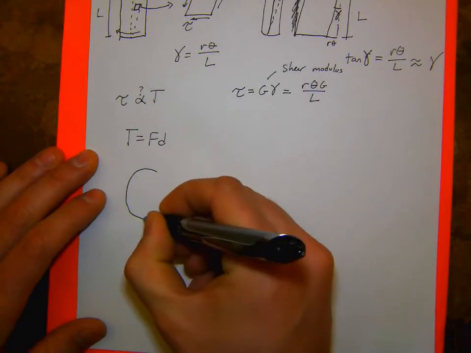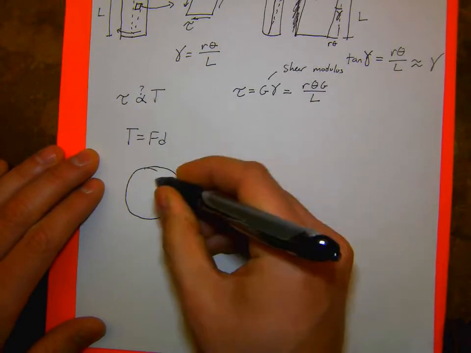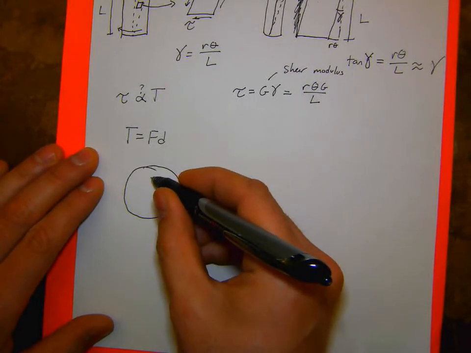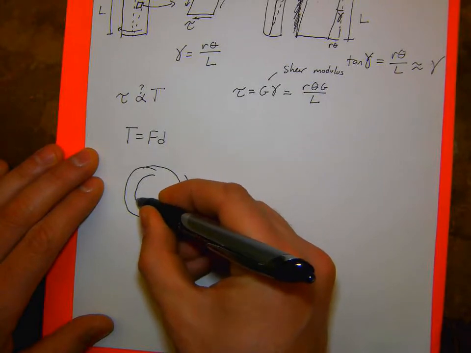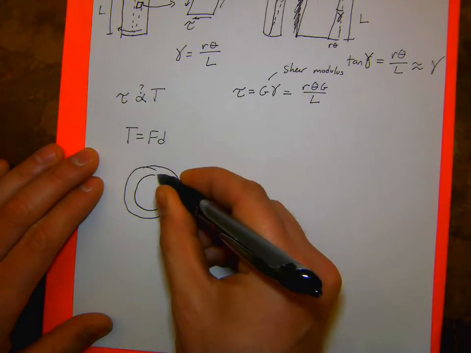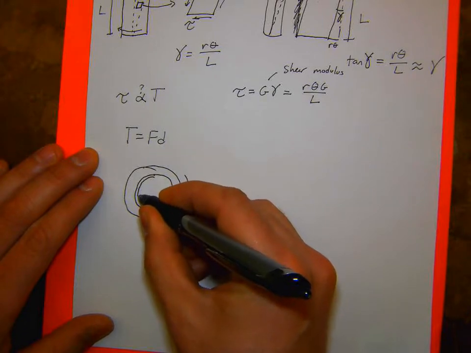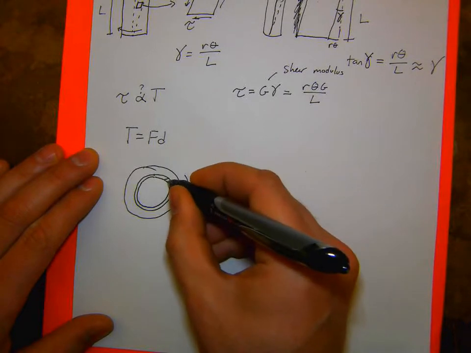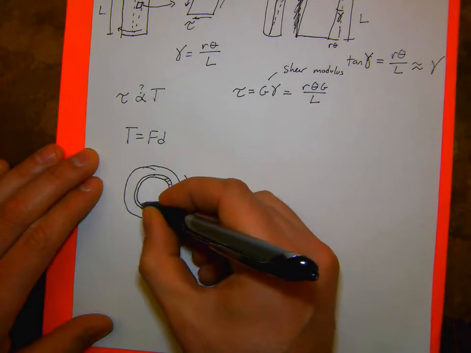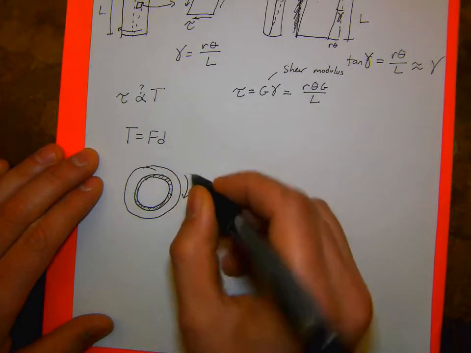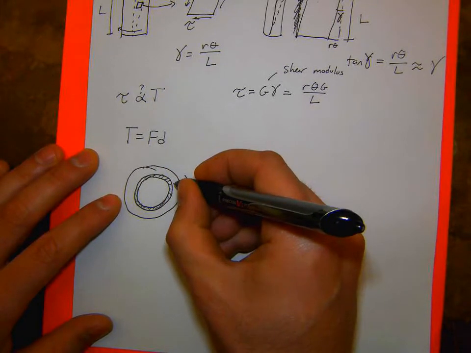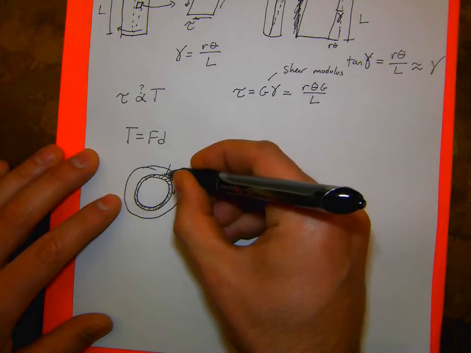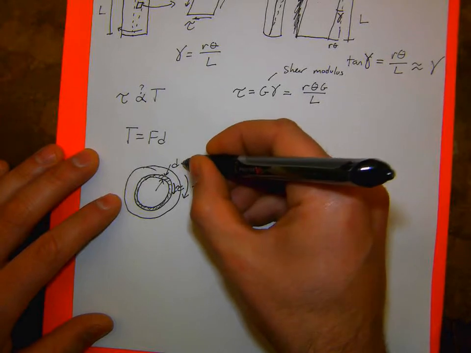Looking now at the top of my sample, I'm applying some torque T around the outside, and I'm going to draw inside. I'm going to use this handy engineering trick, which is breaking things into parts and taking an integral, which I'm sure you've seen many times before. I'm going to look at a little ring in the center of the rod, and I know that along that I have some shear stress acting. This ring has some width dr, and it's at some distance r away from the center.